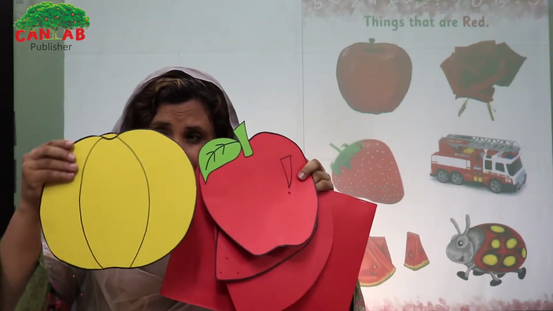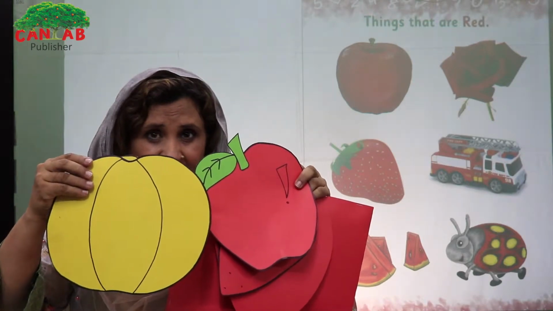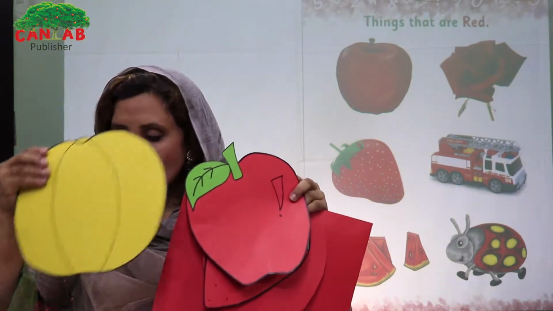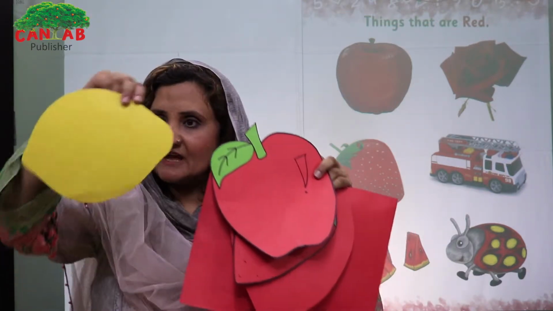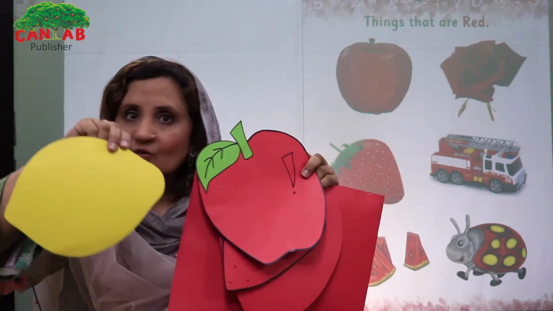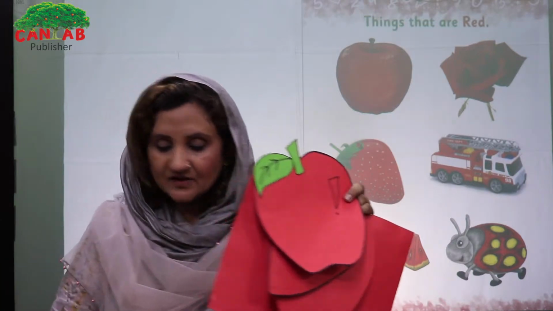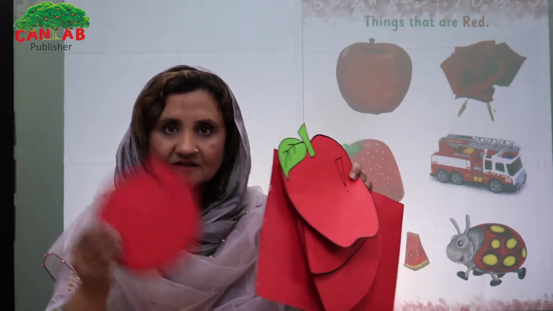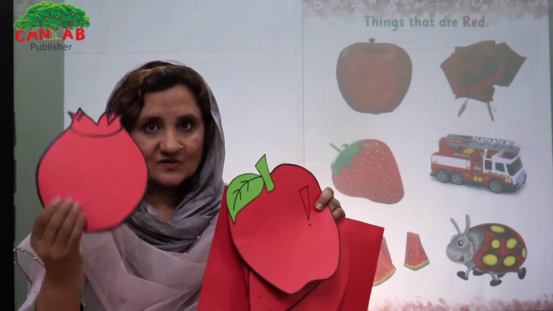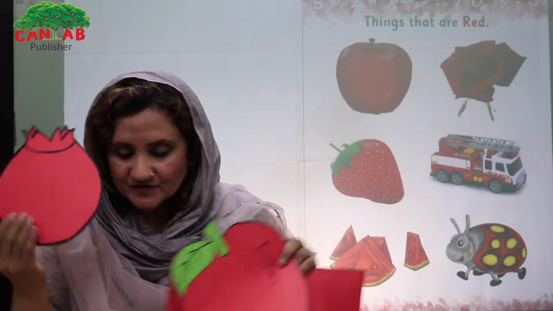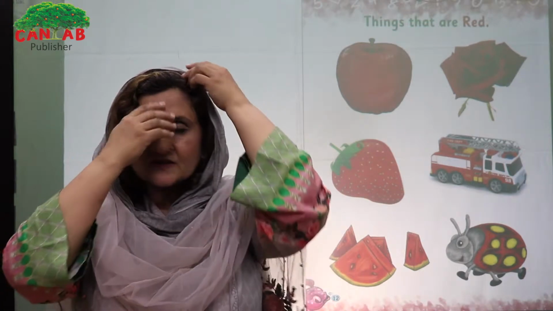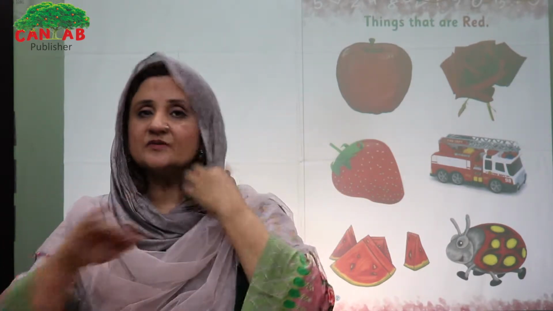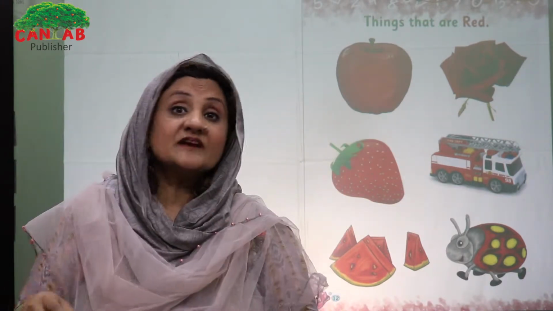And look at here. Is it a red melon? No, it's not. Is this a red lemon? No, it's not. And what about this one? Yes, this is of red color. Good. After this, you can give them different objects and ask them to separate the objects having red color.